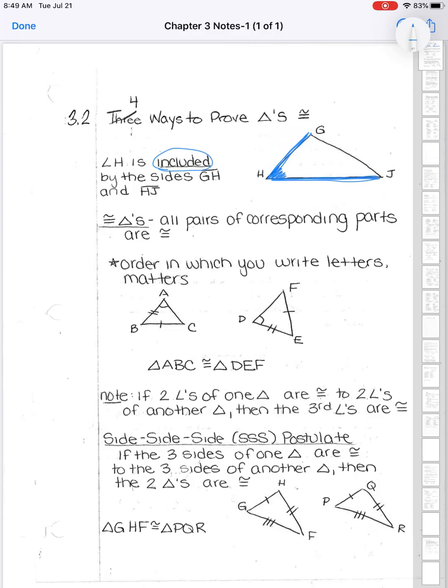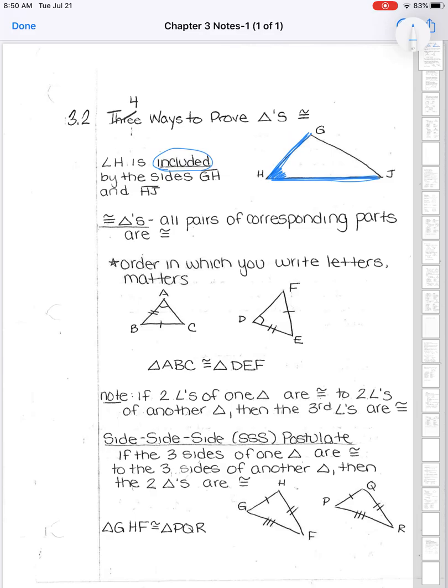So the first thing we want to go over is this new vocabulary word called included. Okay, so when something is included, or angle H is considered to be included, it is included by the sides GH and HJ. So ultimately what that means is it's in between, or it's made up of those two sides. That is what included means. And if we had an included side, it would be between two angles.